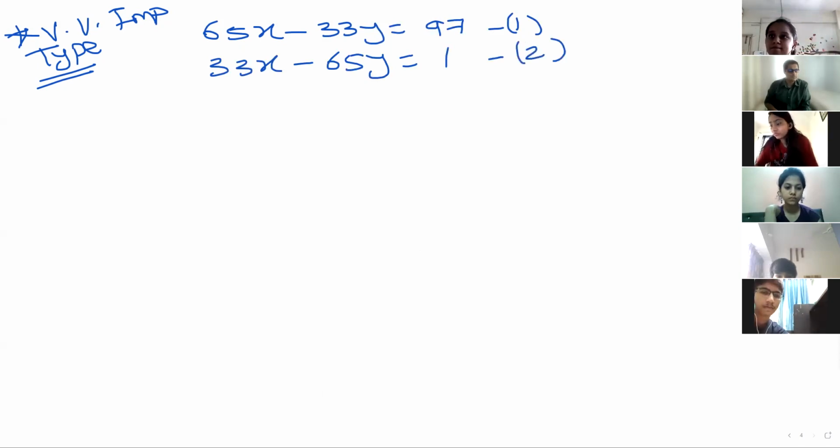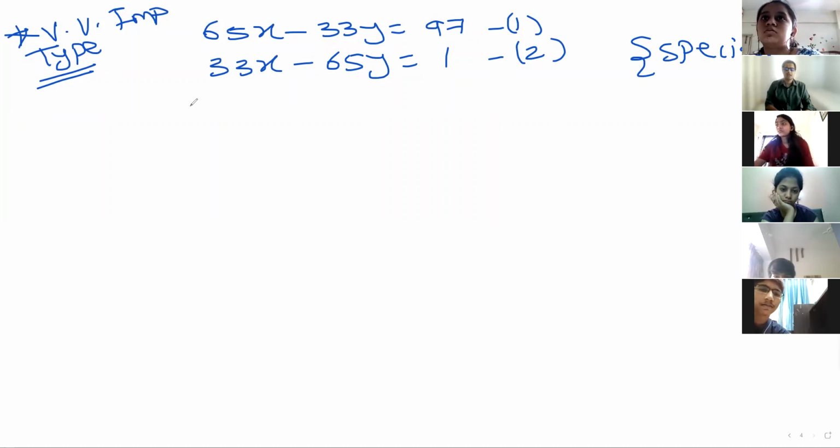Here, if you observe the coefficients, the signs are the same. The sign of the y variable coefficients are the same. The only thing is the numerals are swapped. So this is a special kind of problem in which you cannot directly equate the coefficients. Well, you can, but that will be very difficult. What will be your understanding?